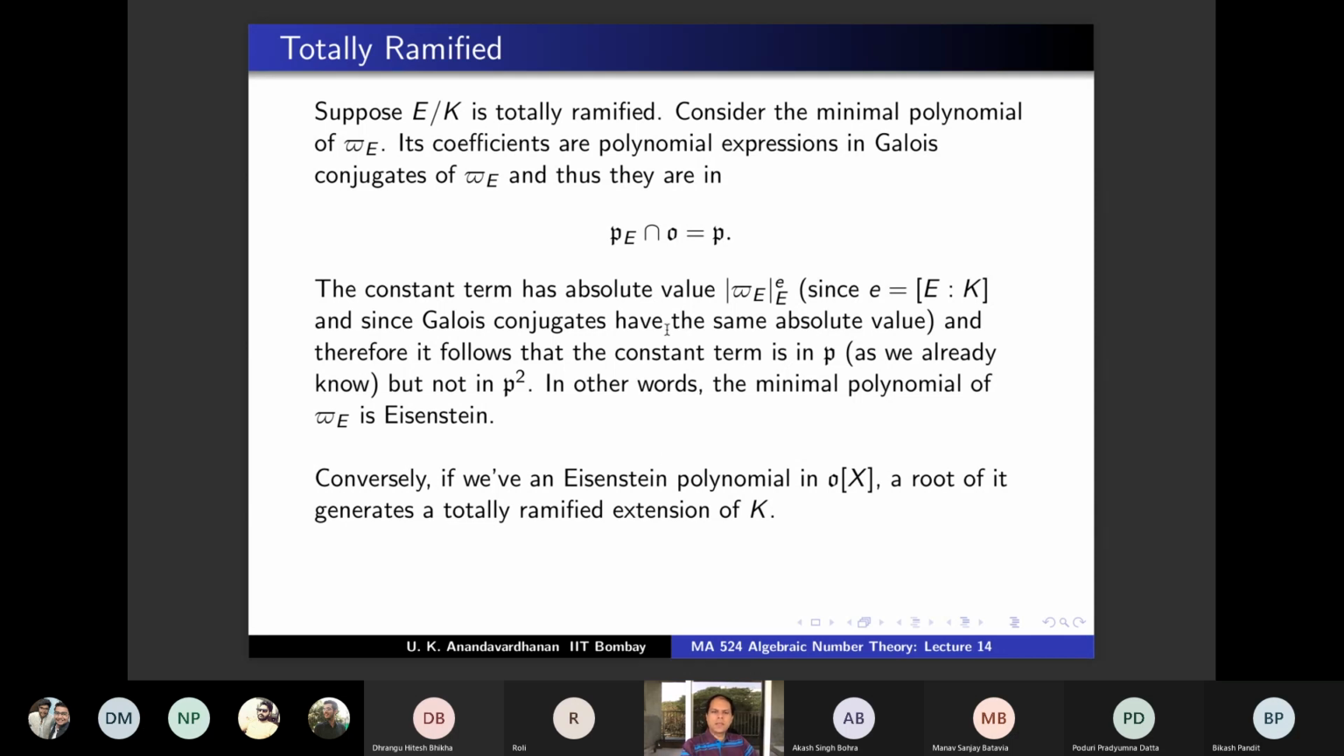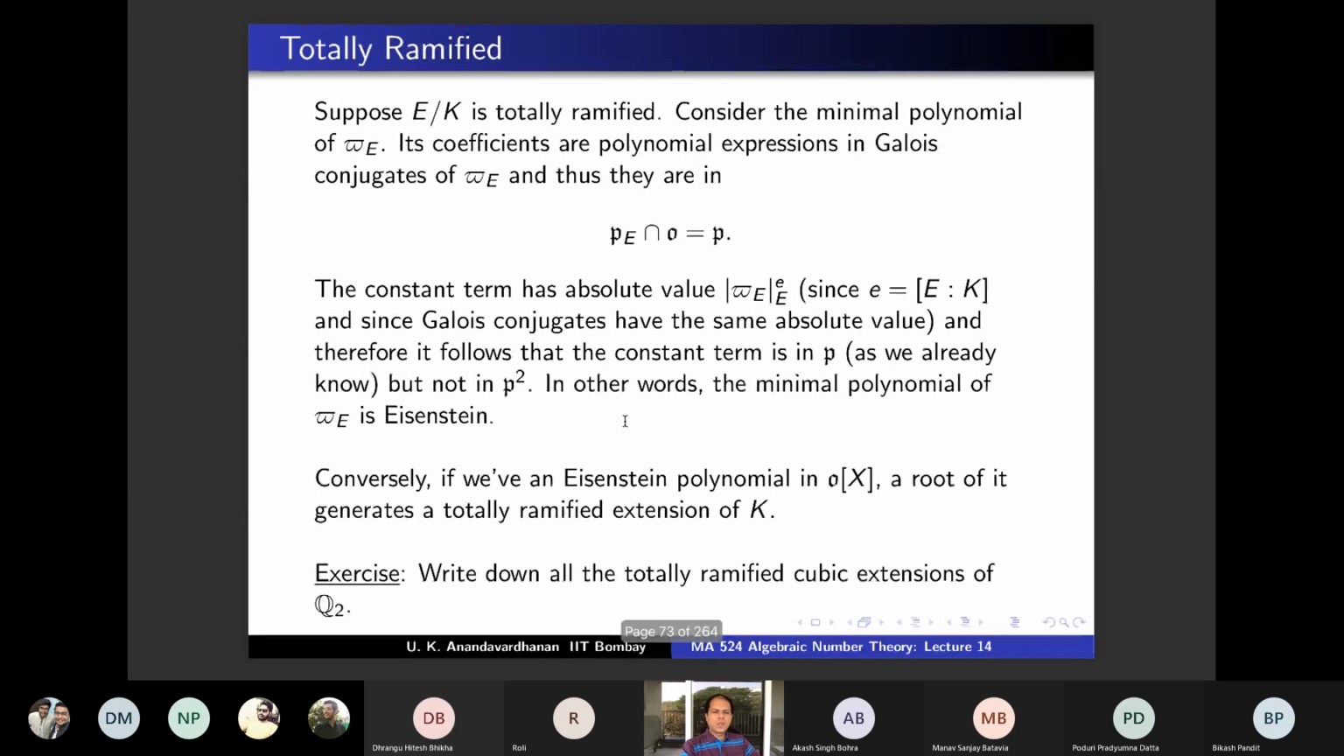Basically, that is the idea. There's a small check, please do that. So the conclusion of this slide is that totally ramified extensions are characterized by roots of Eisenstein polynomials. Earlier we saw that unramified extensions are characterized by polynomials whose reduction mod p has distinct roots. And now totally ramified extensions are characterized by Eisenstein polynomials.